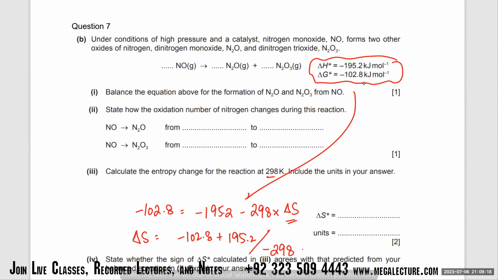What do you get for this? Sir, negative 0.310. And what's the unit, joules or kilojoules? This one's in kilojoules, sir. Kilojoules. Okay, so it's kilojoules per mole.